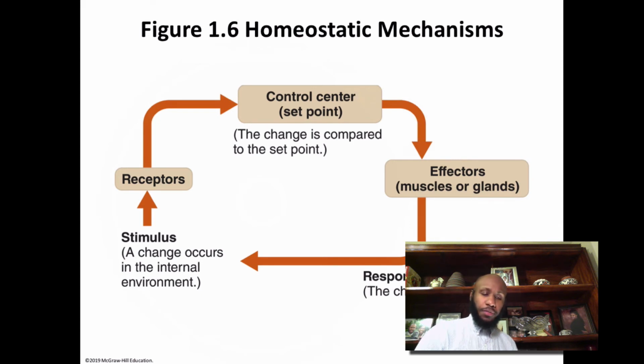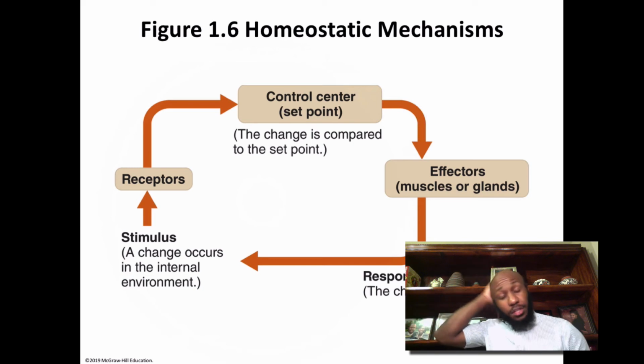So the receptor, being those beta cells of the pancreas, which are there to detect the change in my blood glucose, would detect that the blood glucose levels have changed. It would send that information along the afferent pathway to the control center, being the hypothalamus. It's in the brain. I repeat, the hypothalamus is the control center.